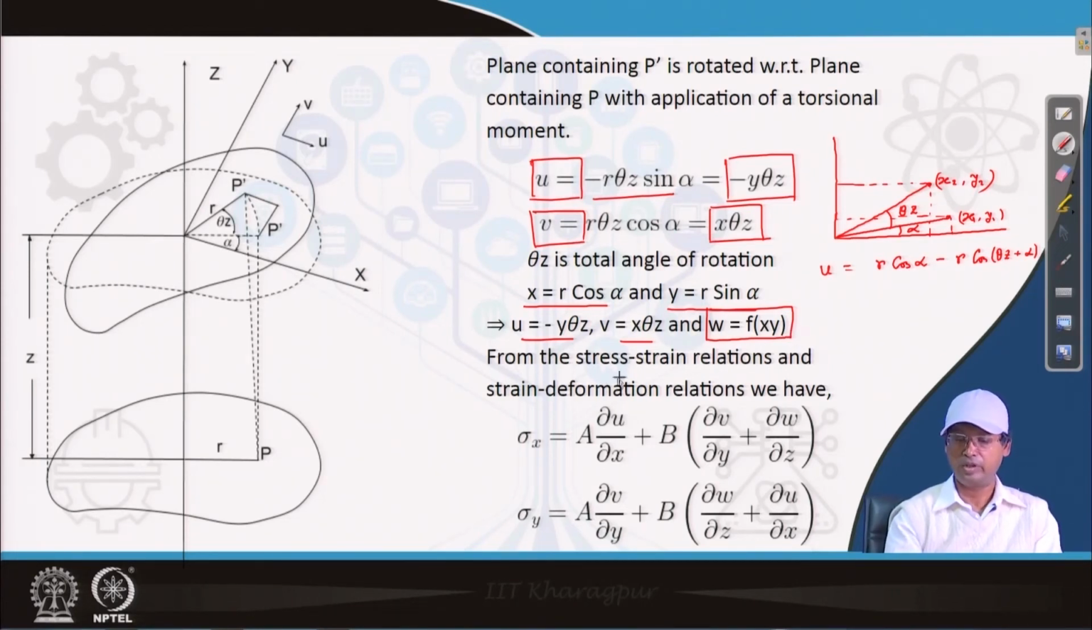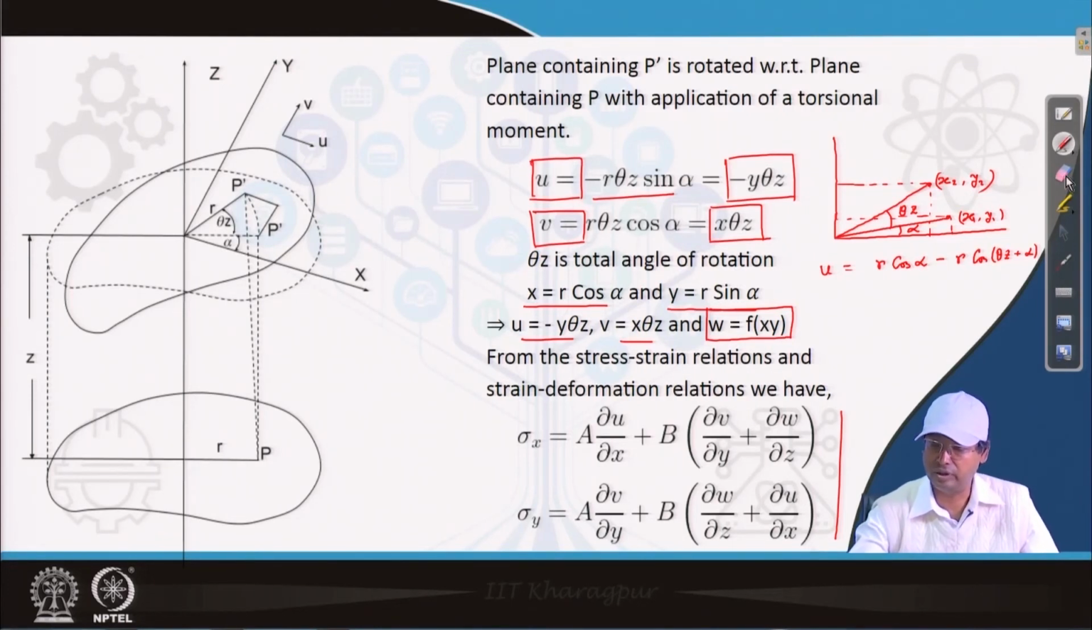This is known as the warping function. From the stress strain relations and strain displacement deformation relations, we get this. This will be repeated in the next slide also. We will use it, sigma x, sigma y, and all those. Let us see how we come to the equilibrium equation.